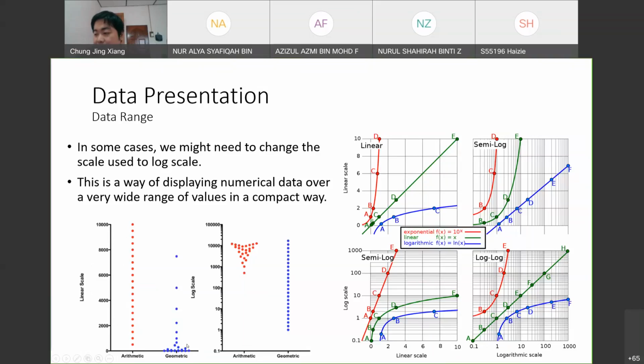Yeah, you can see the distribution data is very dense over a very small range, but there are some data spread very far apart. So if you plot it with a linear scale, this is what you get.